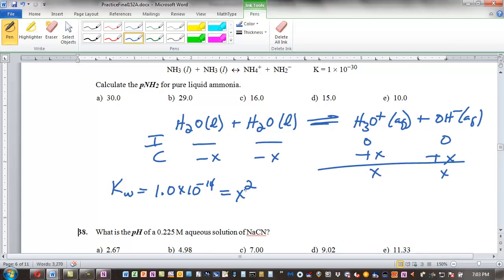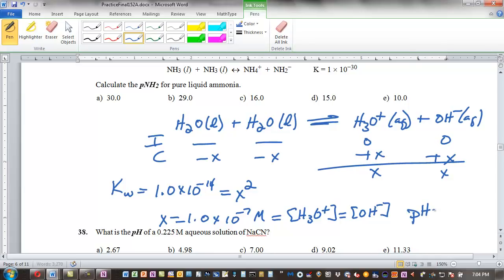Anybody remember this? Square root. Take the square root. X is 1 times 10 to the negative 7th molar, which is not only hydronium, it's also hydroxide. So if you take the negative log of that, you get what? 7. So pH would equal 7, and also pOH would equal 7.